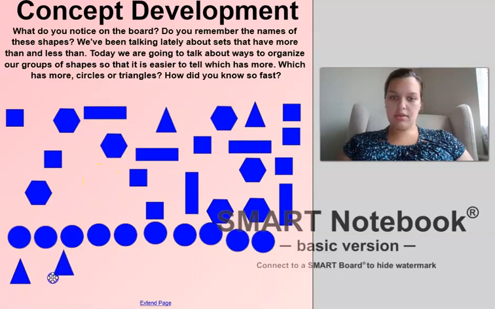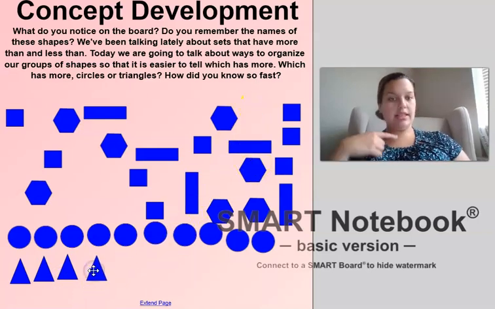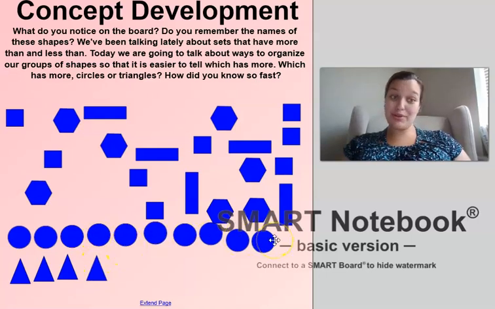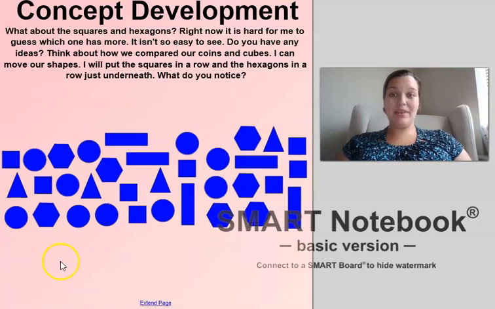Can you help me find all the triangles now? 1, 2, 3, 4. Did I grab all my triangles out? Yeah, I did. Which has more? Are there more circles or triangles? There are more circles. I can tell really quick and easily because look at my triangles ends here and there's all these circles left. Okay, great job.